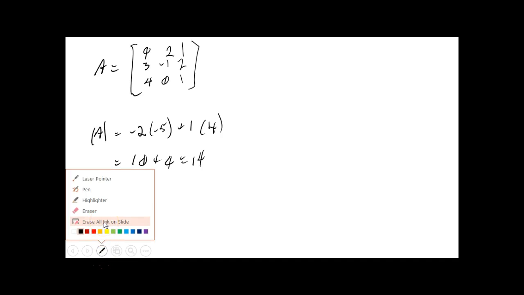Expansion by cofactors. I don't think I have to write this, we already said it. Let A be a square matrix, order n. Then the determinant of A is given by the summation.